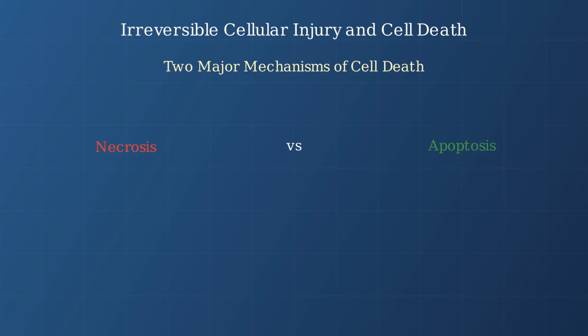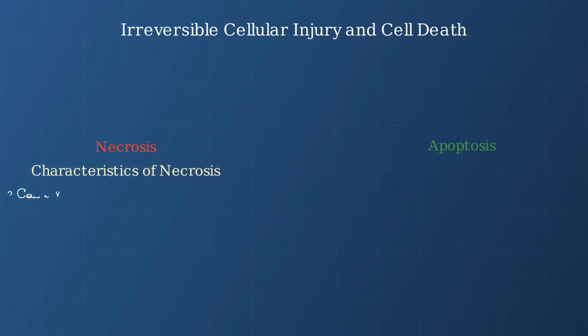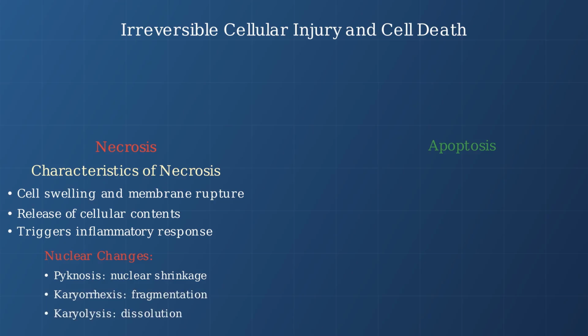This diagram illustrates the key differences between necrosis and apoptosis. Necrosis involves cell swelling, membrane rupture, and release of cellular contents, while apoptosis is characterized by cell shrinkage and formation of apoptotic bodies. Necrosis triggers an inflammatory response. Key nuclear changes include pycnosis, nuclear shrinkage, karyorrhexis, nuclear fragmentation, and karyolysis, nuclear dissolution.